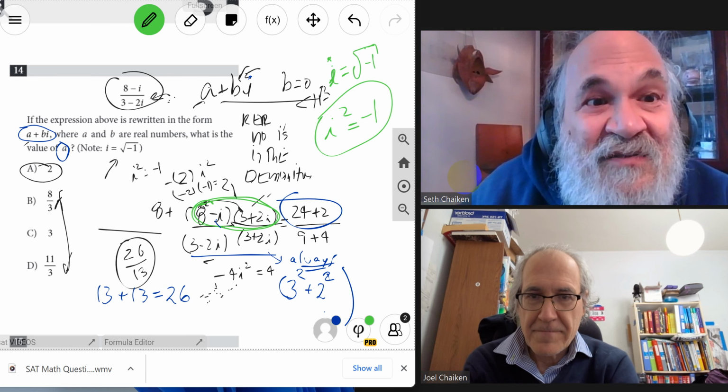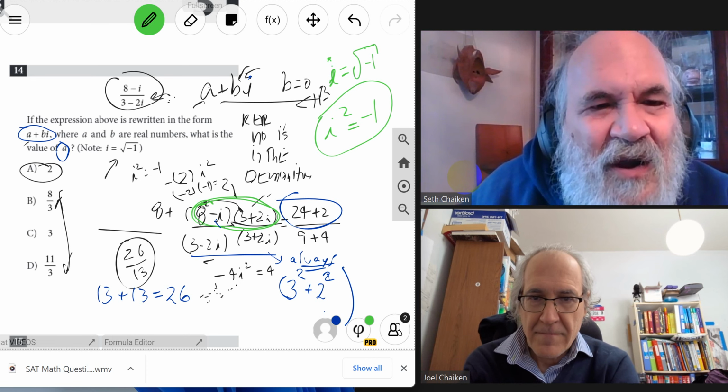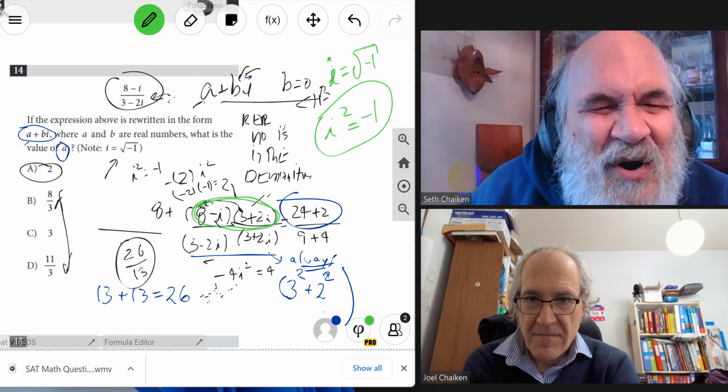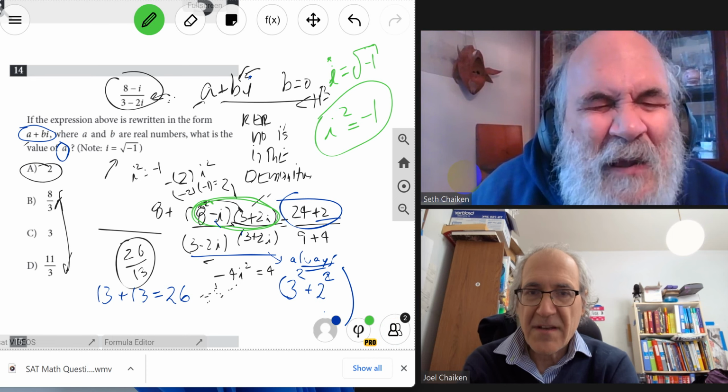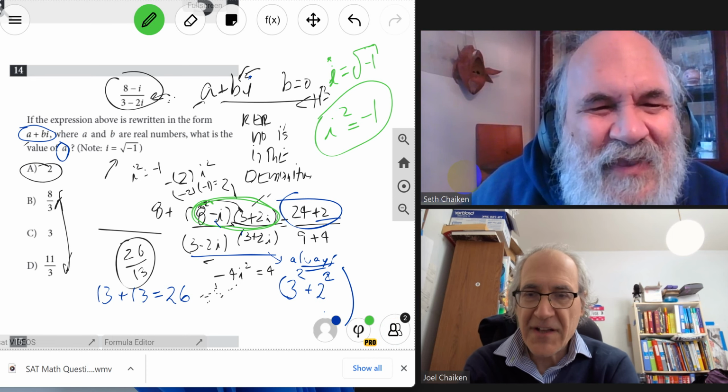-1 times 2 is -2, but then you change the sign of it to account for the i squared. So the product of the real parts is 24, and the product of the imaginary parts, including the i's, is +2. So that's how you get it. Yeah, that's how you get it, right. So there's nothing much here to do.